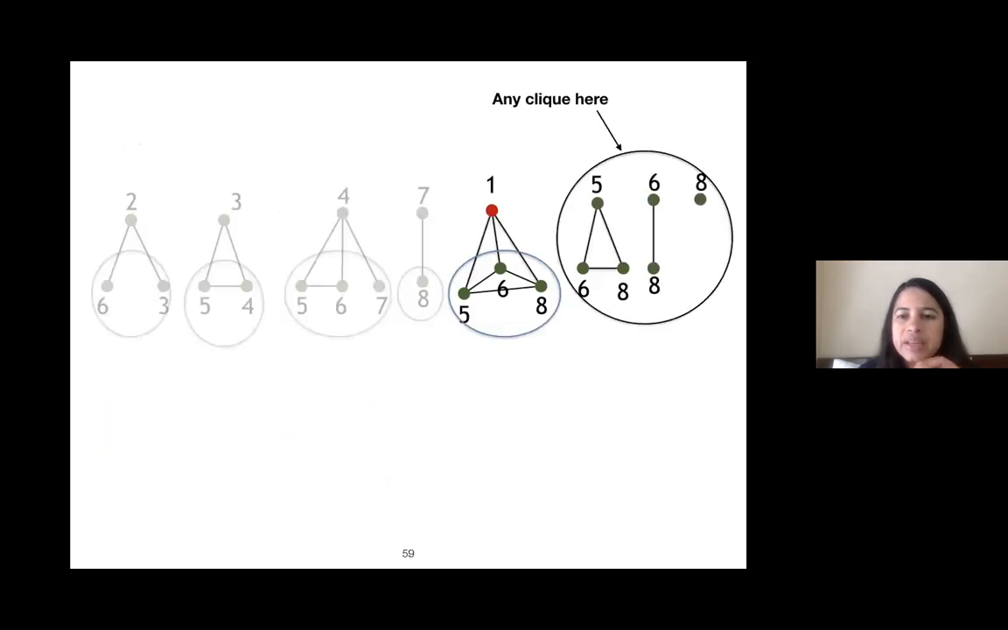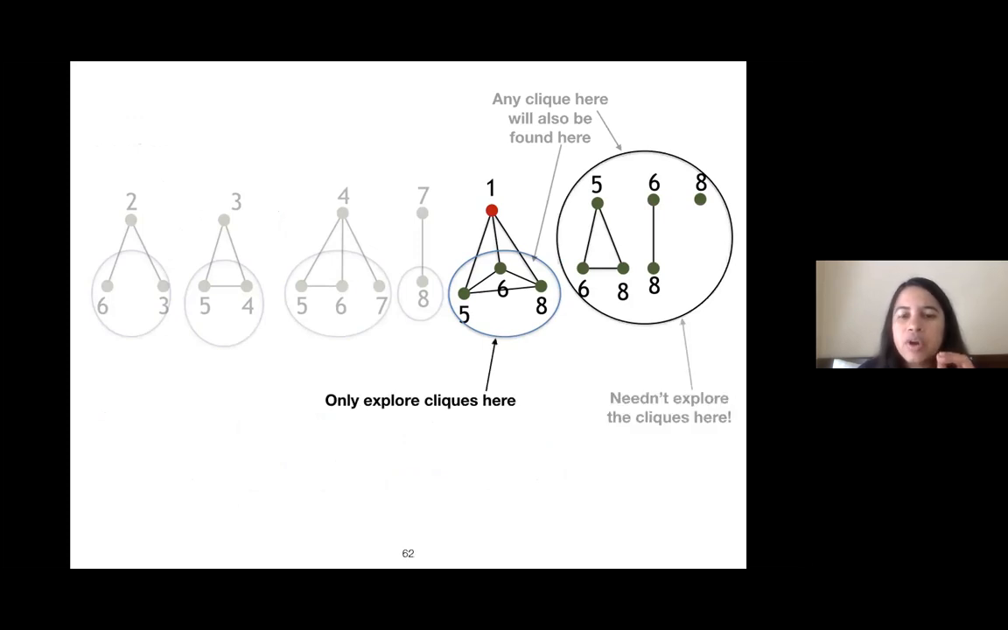So any clique that would have been discovered by the enumeration algorithm in the trees of 5, 6, or 8 would also be discovered in the out neighborhood of 1. So that suggests that we need not explore the cliques coming from these neighbors of 1. We only need to look at the cliques coming from the out neighborhood of 1.